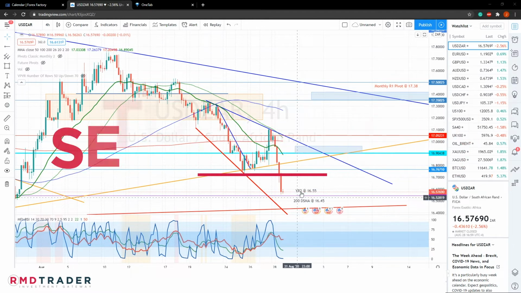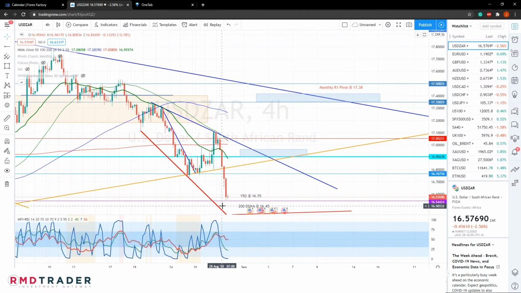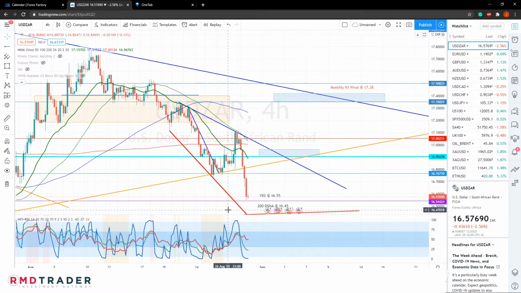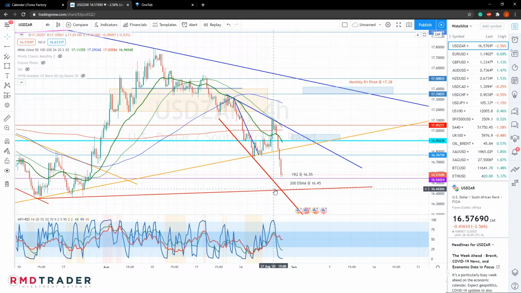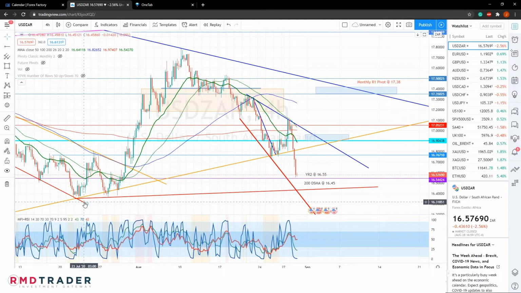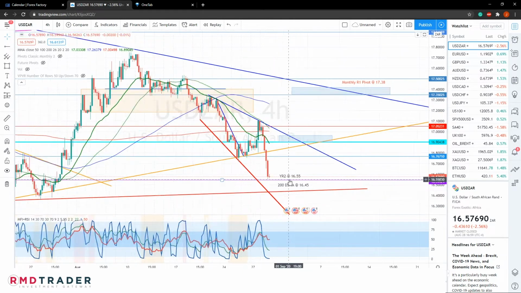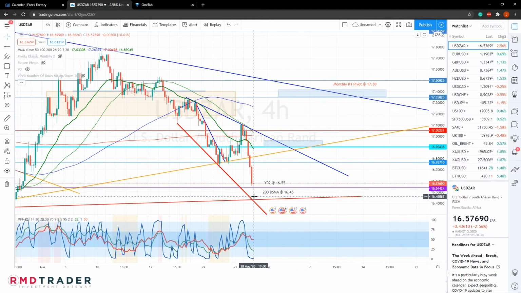The current target, I would believe, would be in the area between 16.45 and perhaps 16.50. This is where our 200-day simple moving average would meet up with this lower diagonal resistance. And if price were to find some support in this area, this would mean that we are completing or forming what is called a megaphone formation.